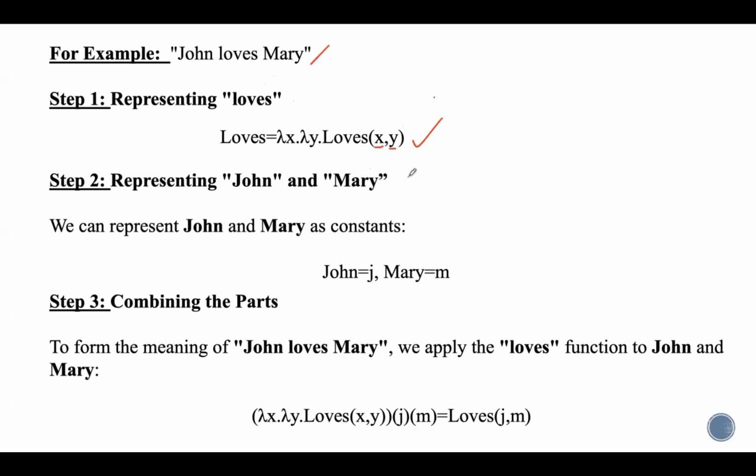Then, step 2. We need to represent John and Mary. So, we can represent John and Mary as constants. So, John is represented with J and Mary with M. And step 3 is to combine the parts. So, in order to form the meaning of the sentence, John loves Mary, we should apply the loves function to both John and Mary. So, what is the loves function here? This one. So, you need to apply this to both John and Mary. And the result is true if the relationship holds.